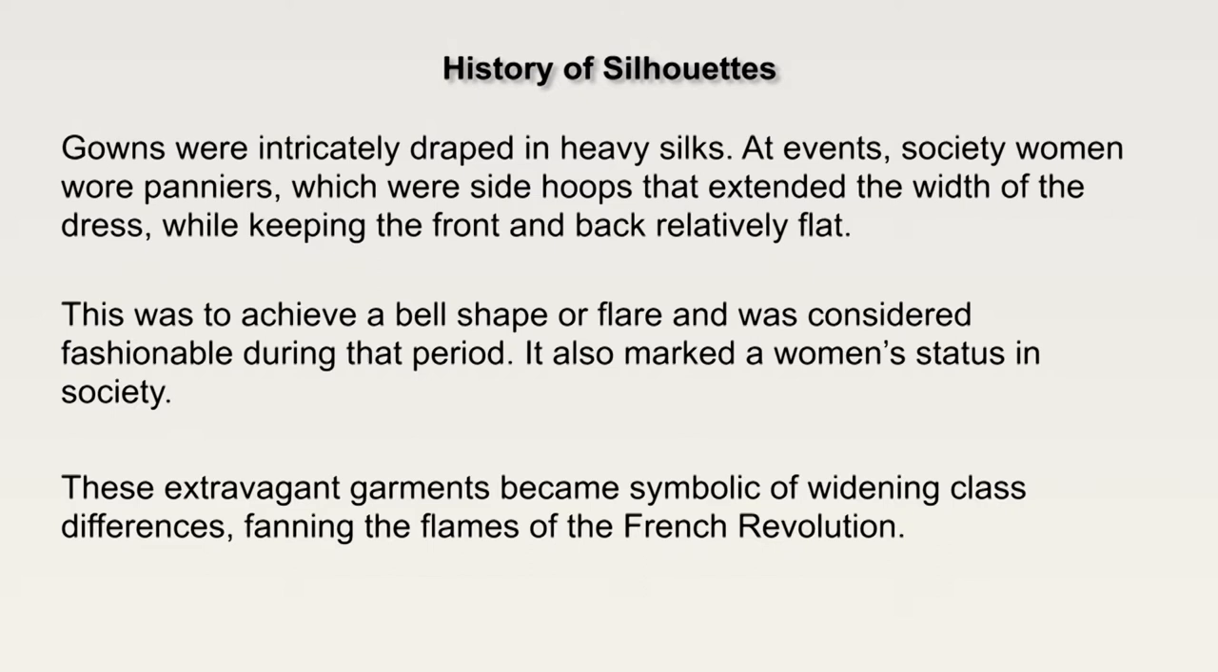Gowns were intricately draped in heavy silks. At events, society women wore crinolines, which were side hoops that extended the width of the dress, while keeping the front and back relatively flat. This was to achieve a bell shape of flare and was considered fashionable during that period, and also marked a woman's status in society. These extravagant garments became symbolic of widening class differences, fanning the flames of the French Revolution.